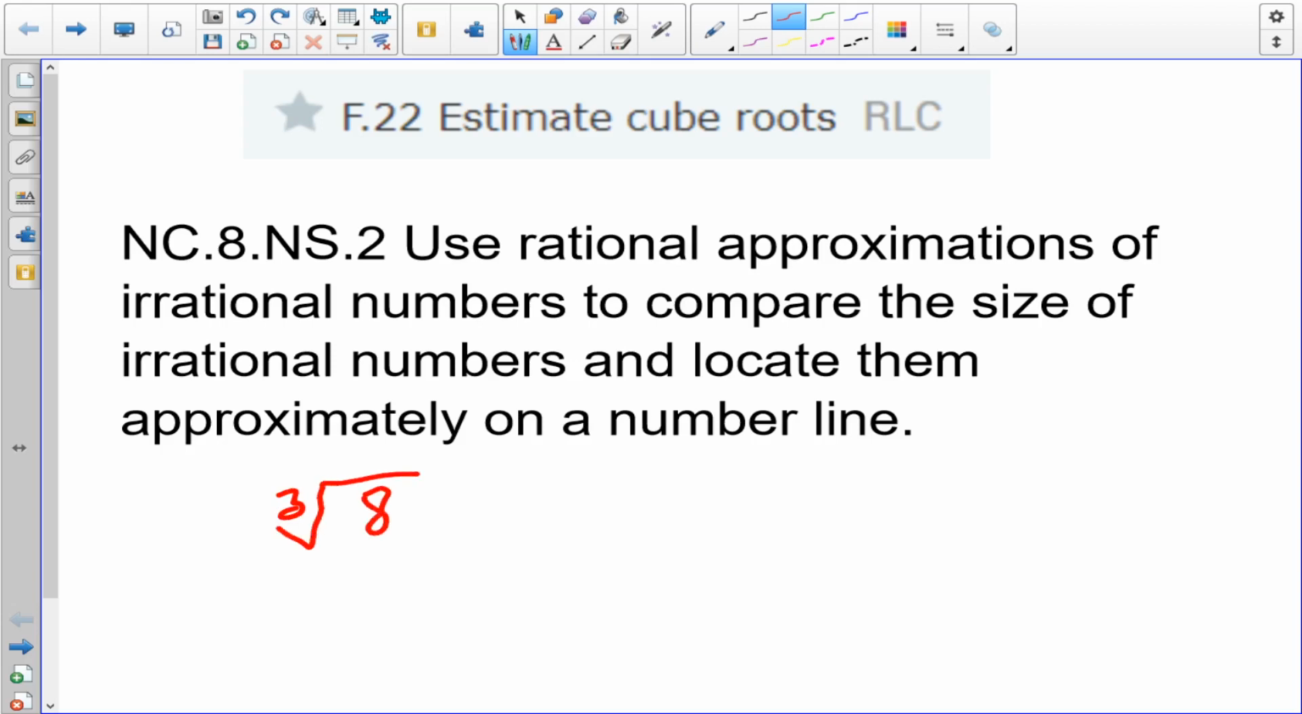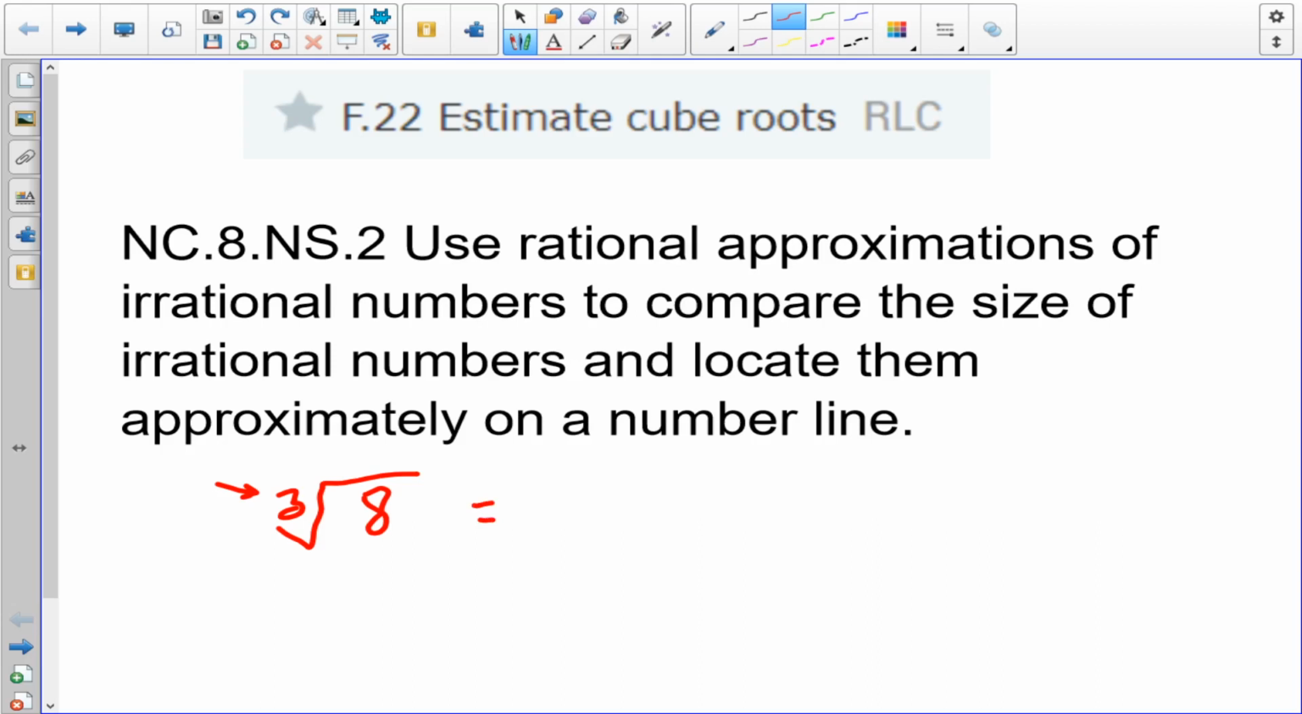So a couple things to note. Number one, we write this tiny little 3 up here to represent the fact that it's a cube root and not a square root. Square roots are used so much that we don't need to write the 2, where other roots we do. So you could have a 3, a cube root, a fourth root, a fifth root. That tells you how many times you multiply something by itself to get the answer.